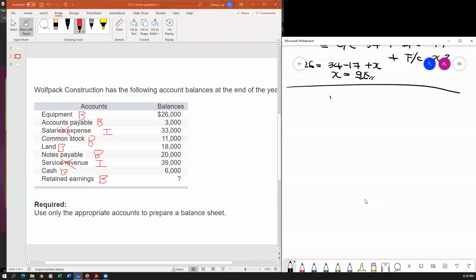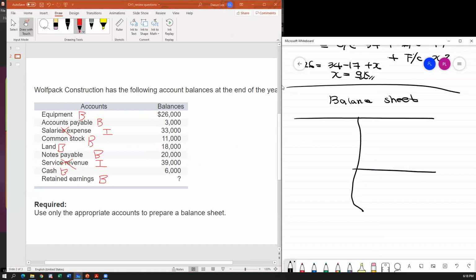Okay. So usually a balance sheet has three sections. We have an asset category, a liability category, and a shareholders' equity category. Let's just start preparing. Asset: equipment. We have an equipment at $26,000.